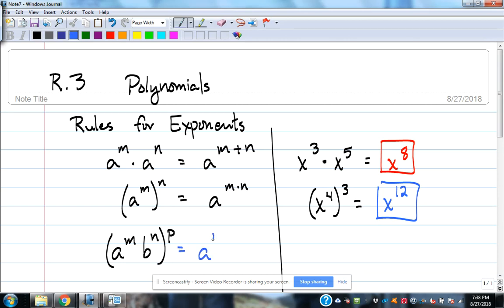If they were the same base, then we would do something else. Example of that would be like x to the third times y to the fifth, all raised to the sixth power.